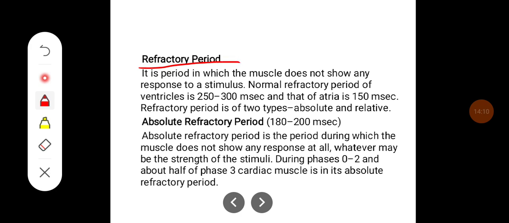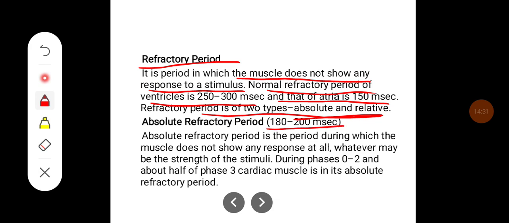Refractory period. It is the period in which the muscle does not show any response to a stimulus. The normal refractory period of the ventricle is around 250 to 300 milliseconds, and that of the atria is 150 milliseconds. A refractory period is of two types, absolute and relative. The absolute refractory period is around 180 to 200 milliseconds.